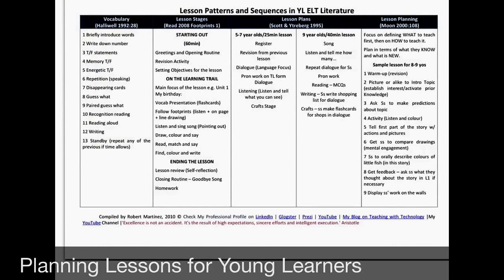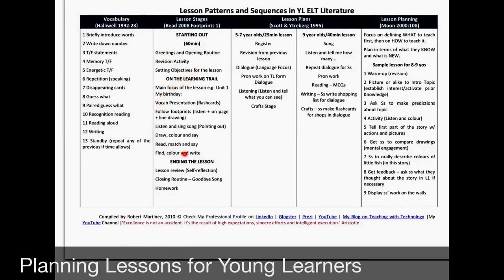There's always the suggested framework for a 60-minute lesson. However, here we're doing 40-minute lessons. Obviously, these times and timings are flexible and you can adapt them if you have longer lessons. So basically, there's always a greetings and opening routine, a revision activity from the previous lesson, then telling students what we're going to be looking at so that they are aware of the work to be done.